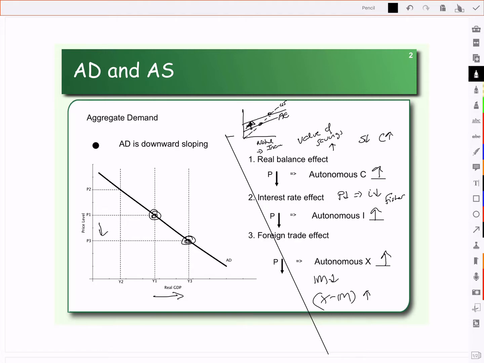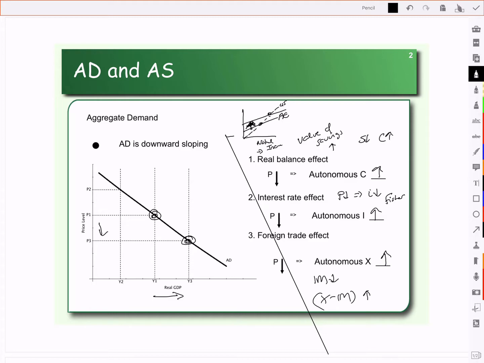And since aggregate expenditures is C plus I plus G plus X minus IM, when net exports go up, aggregate expenditures go up, and our national income increases, our real GDP increases, and all that's happening when the prices fall. So aggregate demand is downward sloping because of the real balance effect, the interest rate effect, and the foreign trade effect.